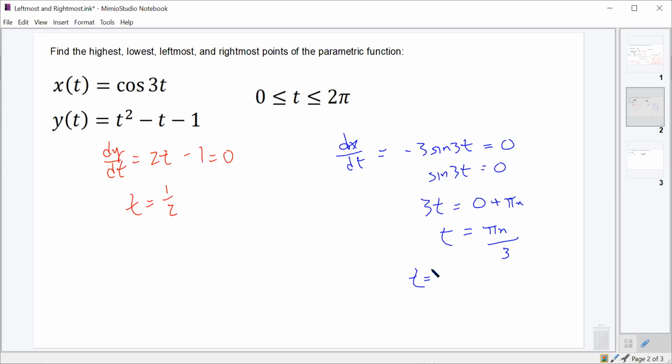Great. All right, so on our interval from 0 to 2 pi, that'll be 0, pi over 3, 2 pi over 3, pi, 4 pi over 3, 5 pi over 3, and 2 pi. Quite a few values there this time, it would appear. Start with the easy one over here. t equals 1/2 for our highest and lowest.